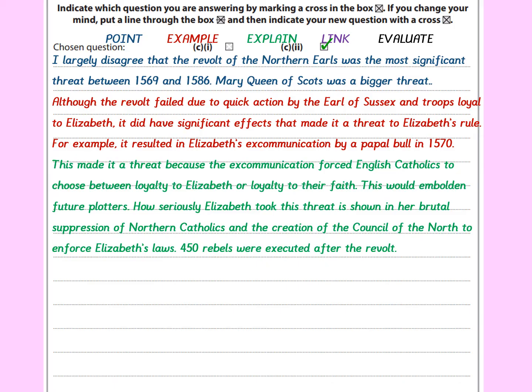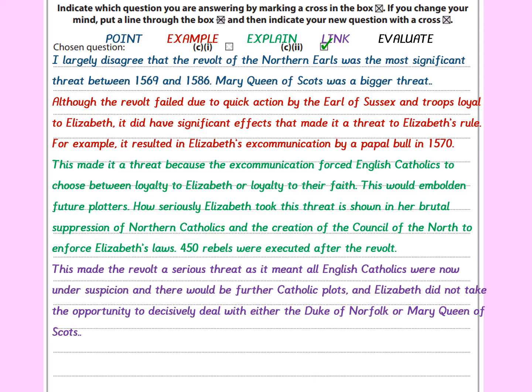How seriously Elizabeth took this threat is shown in her brutal suppression of Northern Catholics and the creation of the Council of the North to enforce Elizabeth's laws. 450 rebels were executed after the revolt. This made the revolt a serious threat. Notice how I've linked back to the question here.